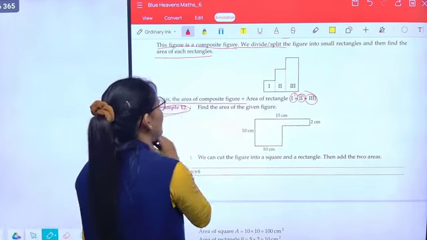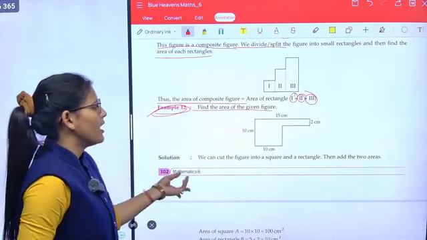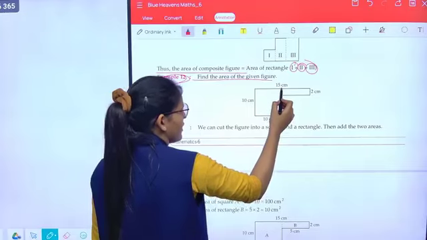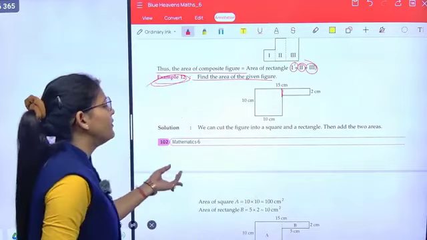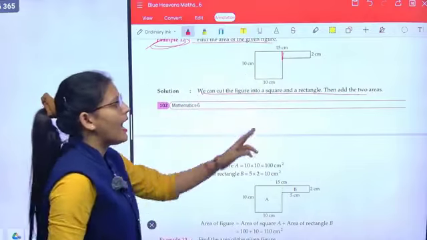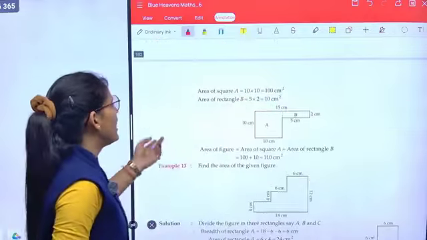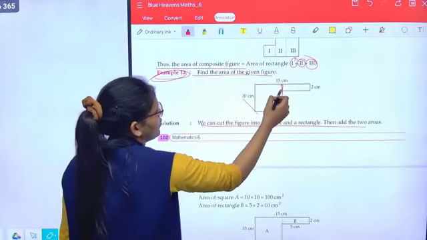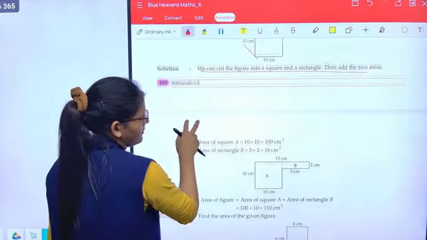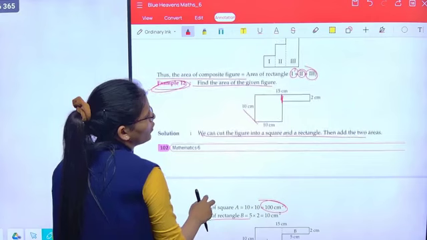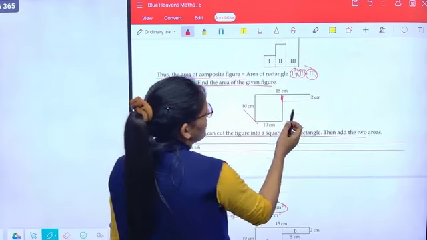Now example number 12, find the area of the given figure. Now class, what will we do? We will divide it like this. We can cut the figure into a square and a rectangle, then add the two areas. Area of square is 10 into 10. This is our square. Okay class, that is 100. Area of rectangle is 5 multiplied by 2.